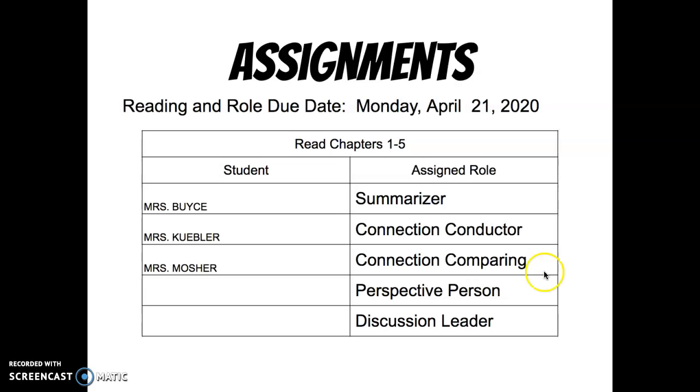So today I'm going to go over what that role looks like and how to do a really good job completing this assignment. Remember, the expectation is to try and complete chapters 1 through 5 in your Literature Circle book. I'm hoping that if you're struggling to complete your slide, you will click on this video and it'll give you a really good example using Inside Out and Back Again.